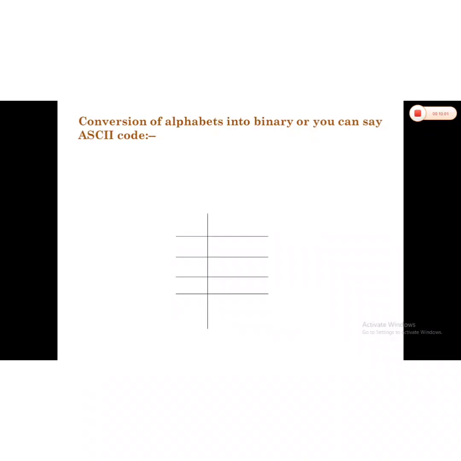So let's see the alphabet conversion into binary, or you can say ASCII code. Yes, it is ASCII code. For this we need to write our alphabets from A to Z and give their count. A equals 1, B equals 2, C equals 3, like this, and Z equals 26, as we know the total number of alphabets is 26. Like this we can do.